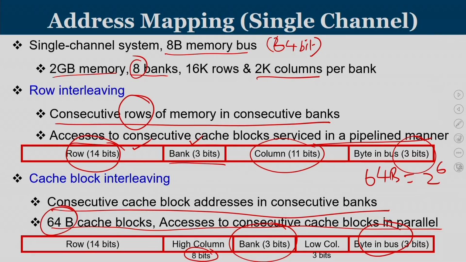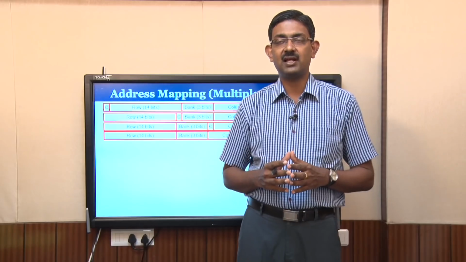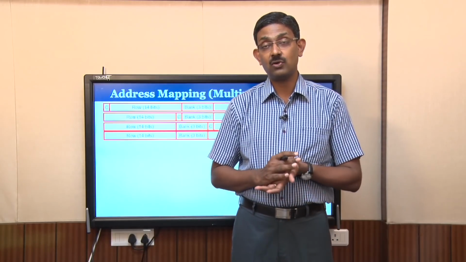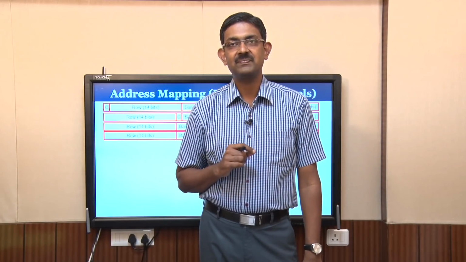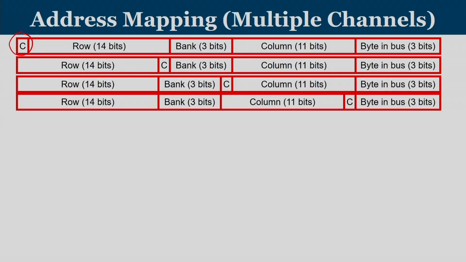Now let us see address mapping in multiple channels. When you have multiple channels, let's say you have 4 channels, 2 bits in the physical address are going to decide whether it belongs to channel 0, channel 1, channel 2 or channel 3. We can see that if the most significant bits are used for channels, then after the byte, column, banks and all, you have this channel also that is going to come.